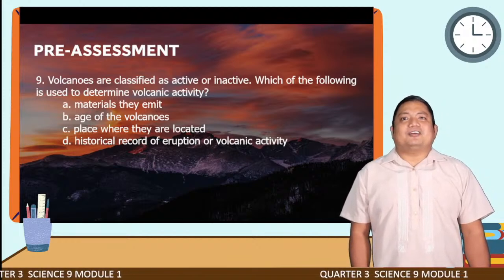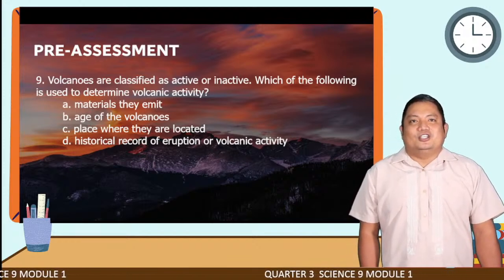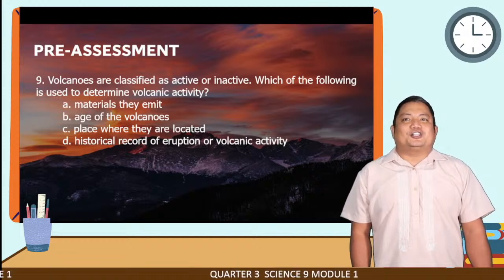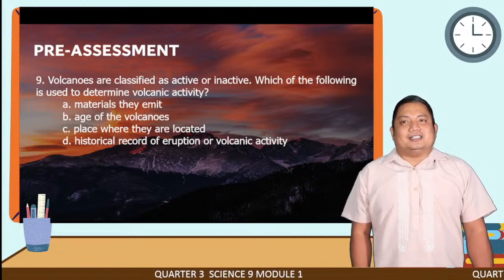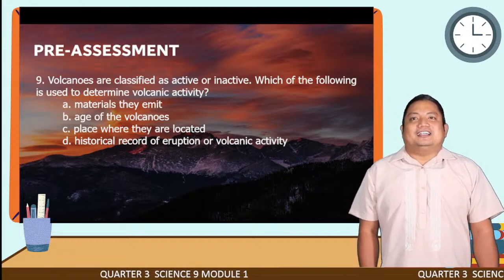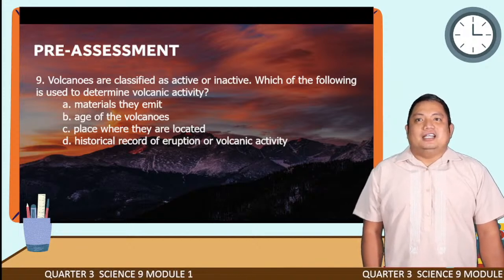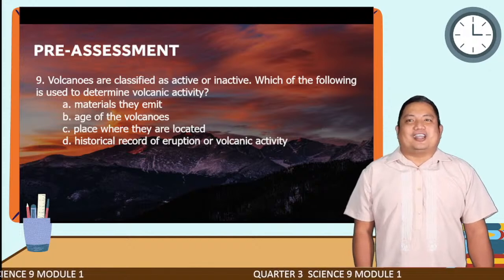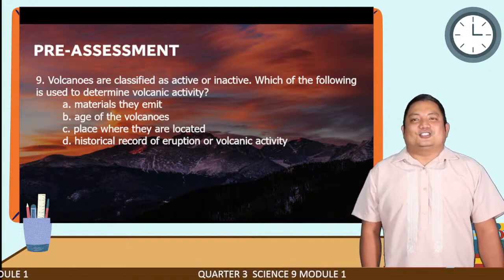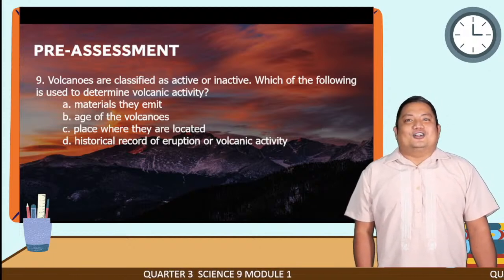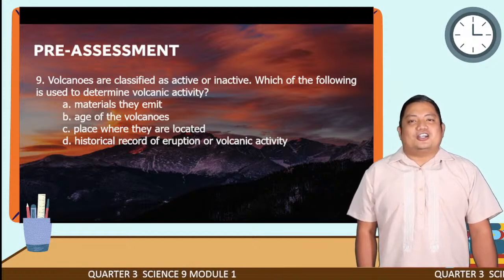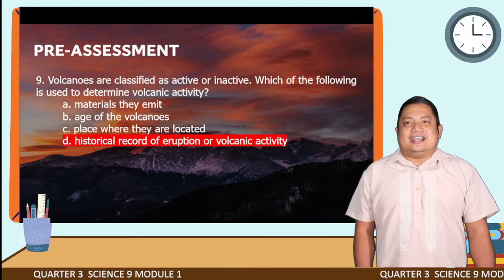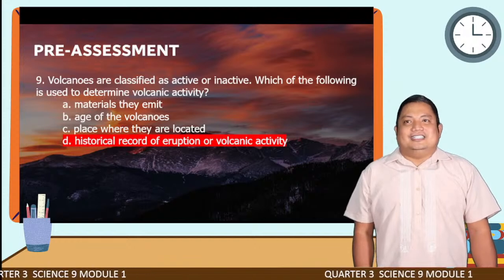Next, number 9. Volcanoes are classified as active or inactive. Which of the following is used to determine volcanic activity? A, materials they emit. Letter B, age of the volcanoes. Letter C, place where they are located. Or letter D, historical record of eruption or volcanic activity. Your answer? Yes, it is letter D.